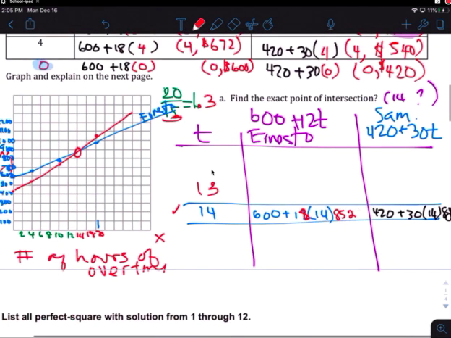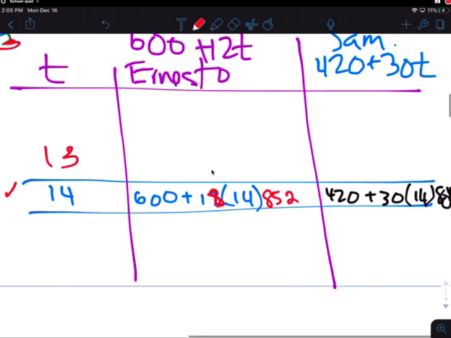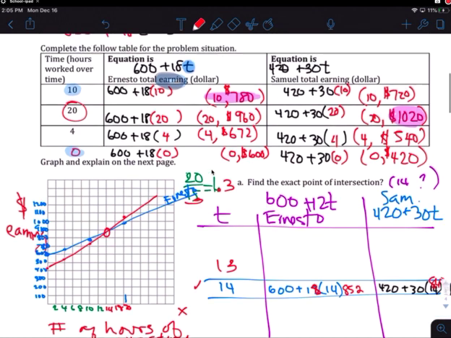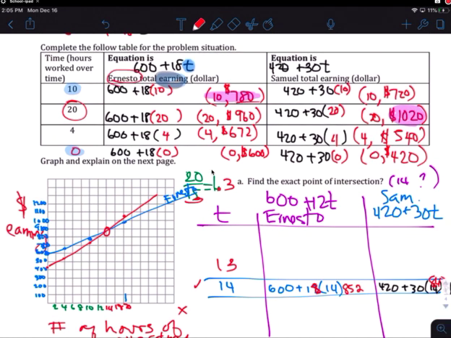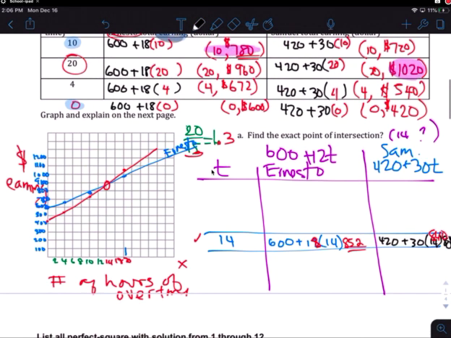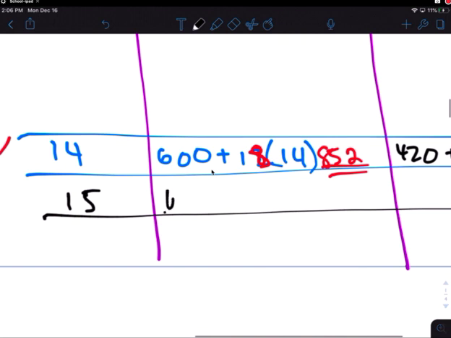Okay, notice the reason why I'm doing that, this was 840, right? 840. Obviously, Ernesto kept making more, and here Ernesto made more also. So I wouldn't go down because Ernesto's making more. We want to see when Samuel makes more. So I'm going to go to 15. It only makes sense to go 15. When does Samuel make more? 15 hours is a good number to use. Easy number.